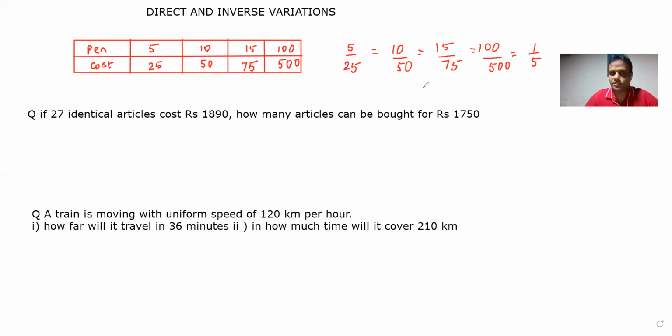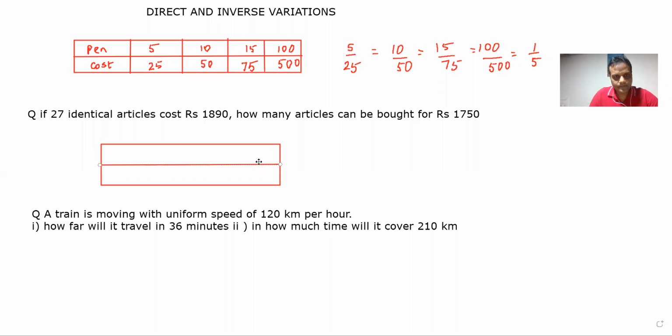This is all in this chapter. And this is what we are going to use to solve the sums. So let's take an example. Let's do this question. If 27 articles, 27 identical articles cost rupees 1890. So always remember that you have to make a grid, right? So I'm making a grid and then I'm doing partitions so that you can understand whether this question has a direct relationship or not.